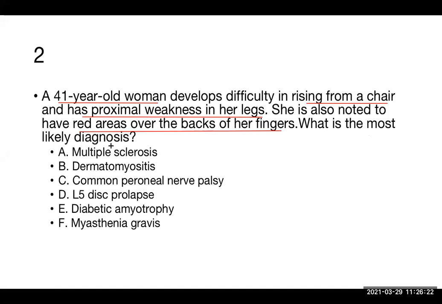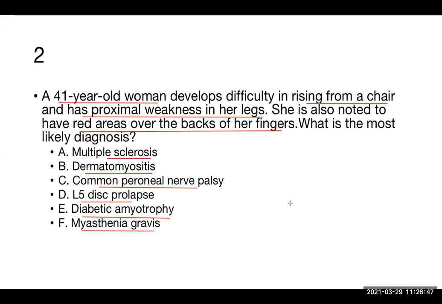What is the most likely diagnosis? Is it multiple sclerosis? Is it dermatomyositis? Is it common peroneal nerve palsy? Is it disc prolapse at L5? Is it diabetic amyotrophy? Or is it myasthenia gravis? B. Okay, please give the reason.